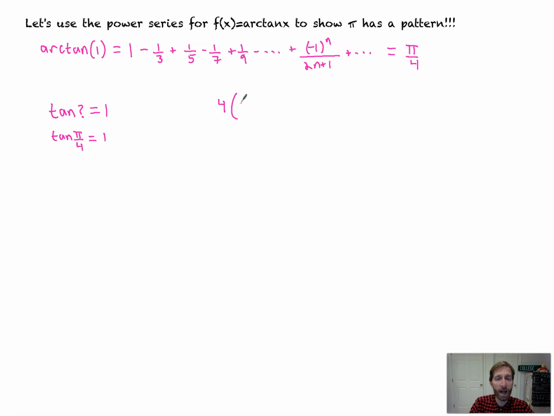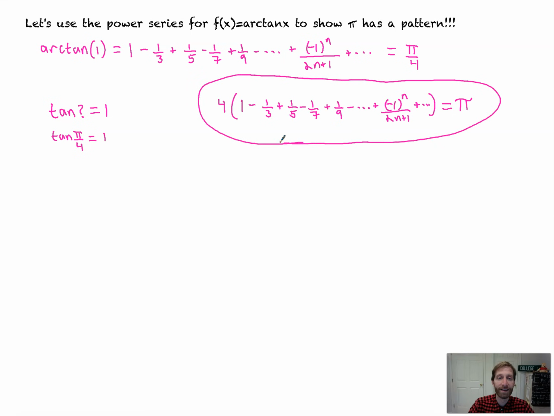So I would get 4 times 1 minus 1/3 plus 1/5 minus 1/7 plus 1/9 minus, plus negative 1 to the n all over 2n plus 1. And it keeps on going. And that is pi. That's it. You might be like, what? That's pi? Yeah. Pi is made up of a simple pattern. Alternating signs of fractions where the denominator just goes up by odd numbers, multiplied by 4.